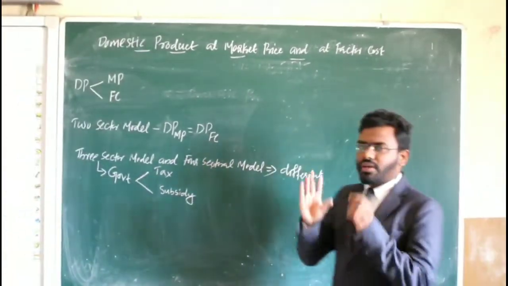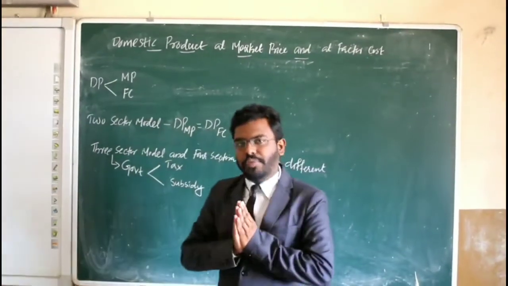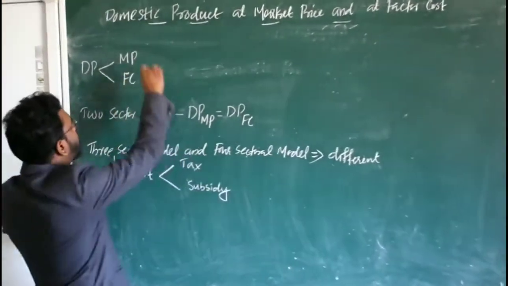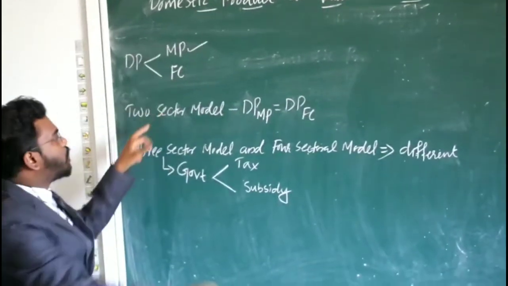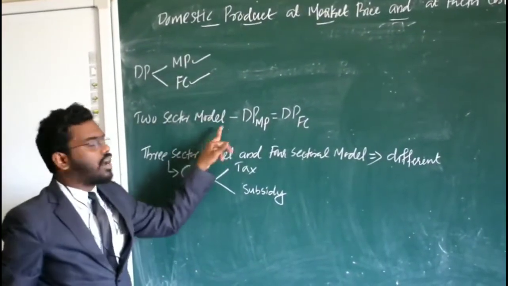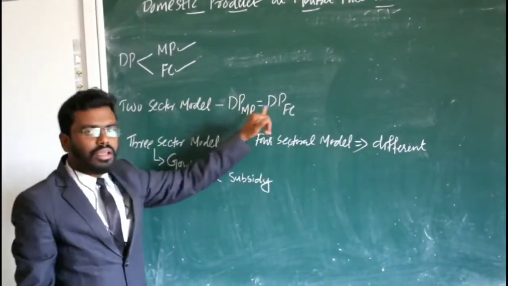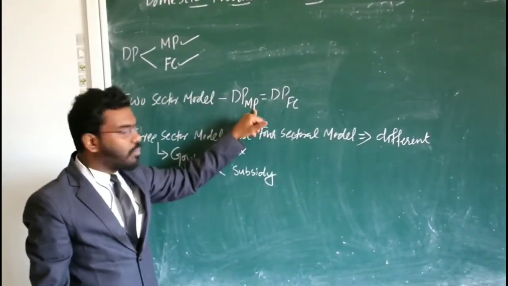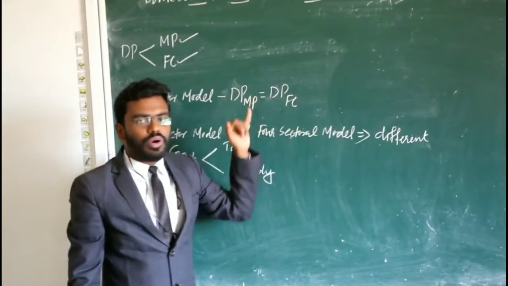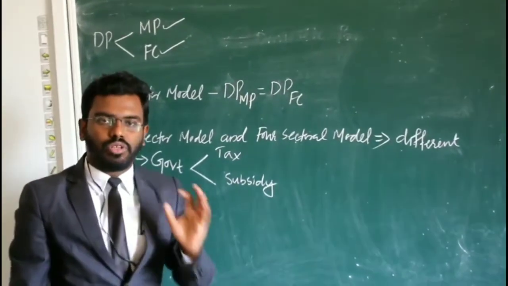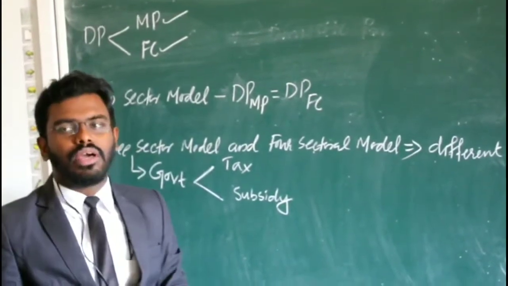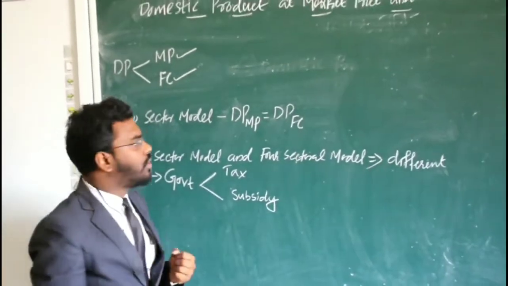Okay, so in the case of two-sector model, this domestic product at market price as well as domestic product at factor cost are equal. Both are equal. There is no difference between domestic product at market price and domestic product at factor cost. Both are equal. So we can explain with the help of an example.